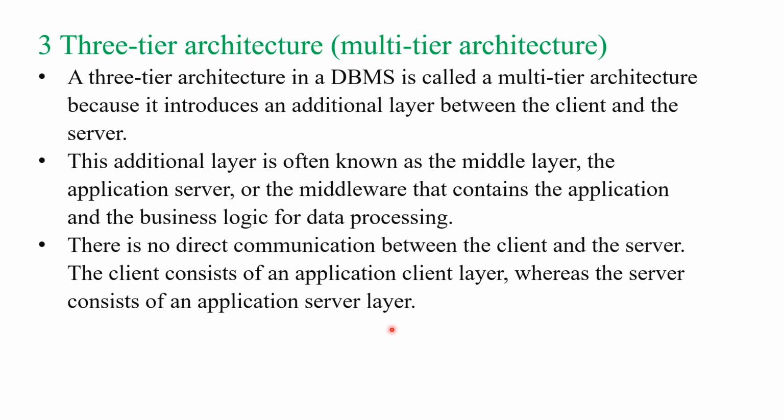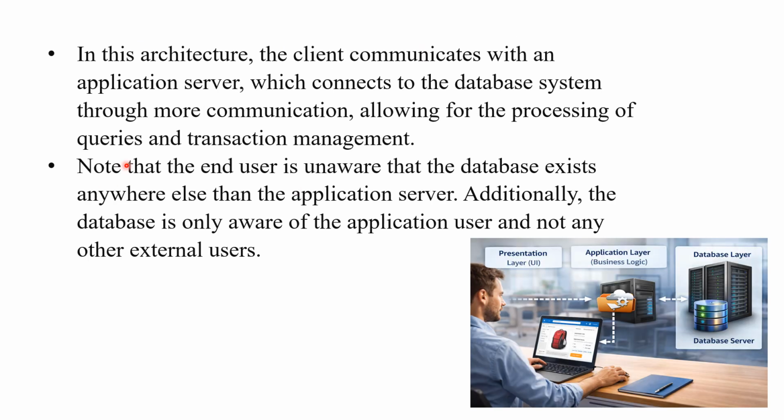So there is no need for direct communication between the client and the server because the application layer is present. In this architecture, the client communicates with an application server, and in turn the application server will communicate with the database, allowing the processing of queries and transaction management. At the end, the user is unaware that the database exists anywhere other than the application server. That means the application layer and database layer are present in two different systems.